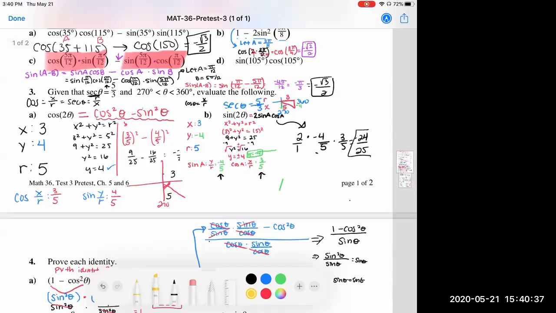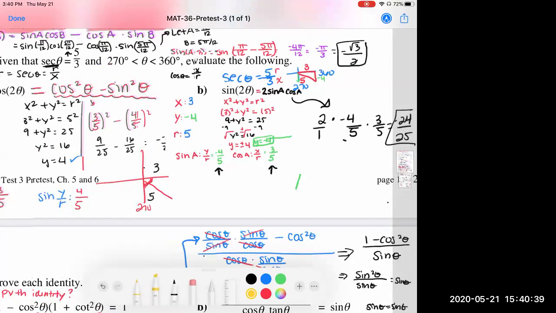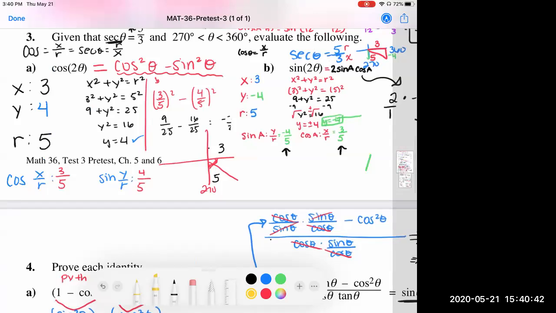Like number 3, you're going to see something. I know it's so messy to see with all my writing. You're going to see something like number 3, but I do give you a big hint. I say find x, y, and r. What is cosine and sine? Use the Pythagorean theorem. I do kind of walk you through it, and they're all multiple choice.